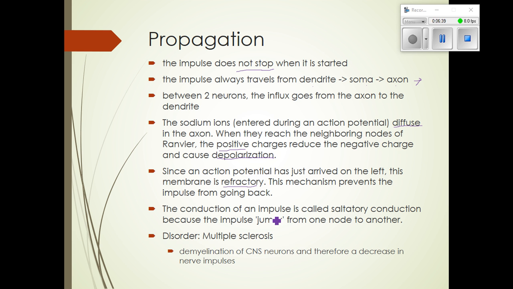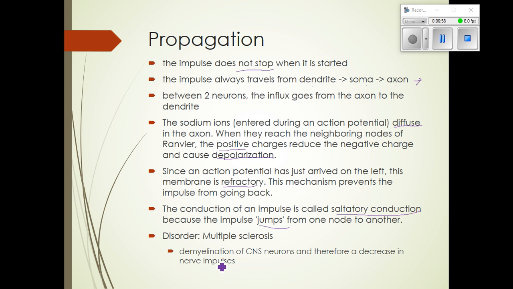The conduction of a nerve impulse is called saltatory conduction. It's called saltatory conduction because the impulse jumps from one node to another. Now this is true for myelinated neurons. If we had an unmyelinated neuron, then we wouldn't have saltatory conduction.